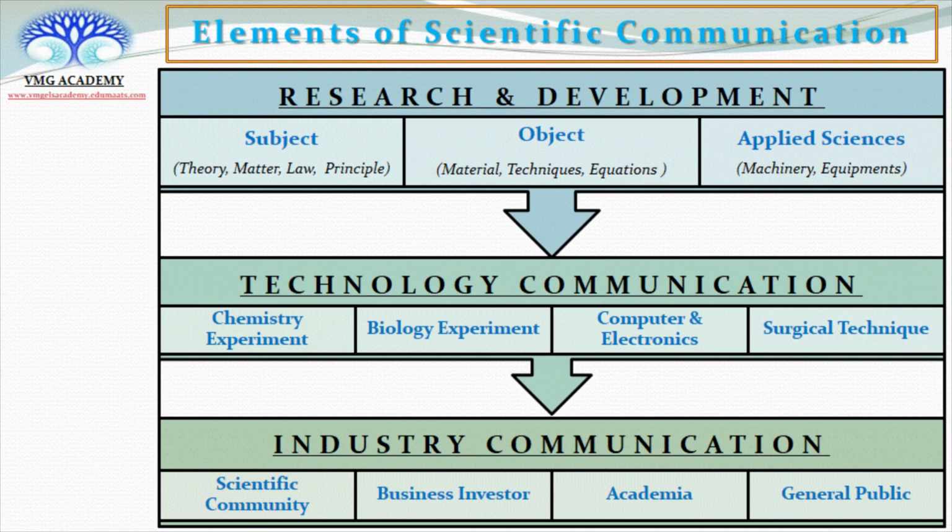Elements of scientific communication. The three basic elements of scientific communication are research and development communication, technology communication, and industrial communication. These three basic elements of scientific communication help to build information resources, to develop cognitive abilities, and to make scientific progress by an individual, community, or nation at large.